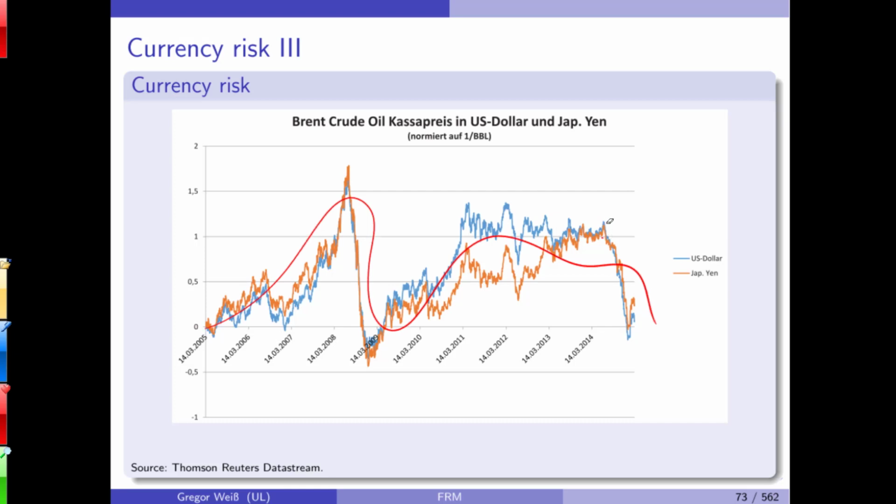But you can also see that it's not just commodity price risk. There is also, for example, here, a large discrepancy between the price for the same commodity in dollars and in yen. Why is that? And why is there such a big difference here and not here? Any idea? Go back to your basic economics classes.